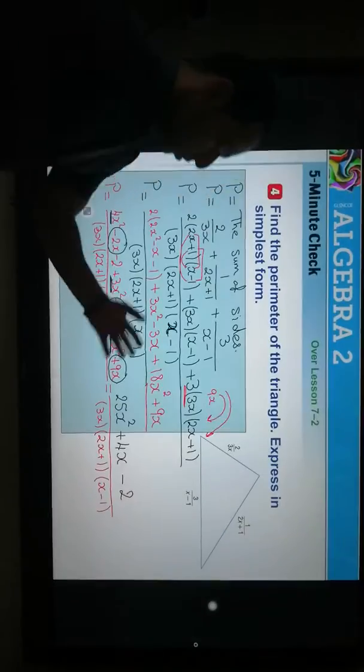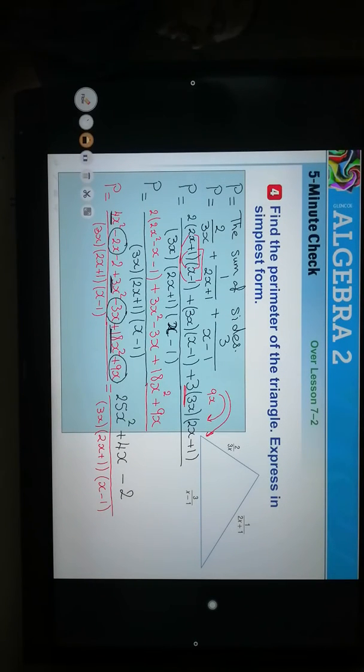I hear you. So this is the simplest form. This is the simplest form of the perimeter of the triangle.